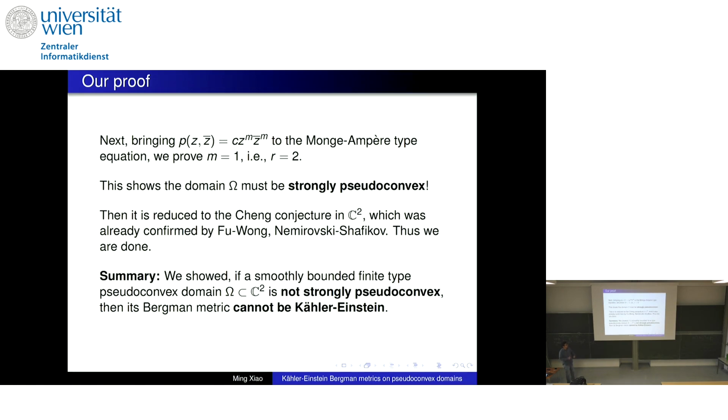Then it is reduced to the strongly convex case, which is Chen's conjecture in C2, which is already confirmed by Fu-Wong and Nemirovski-Shafikov. Thus we are done. So what we have proved is really the following. To summarize, if a smoothly bounded finite type circular domain in C2 is not strongly convex, then the Bergman metric cannot be Kähler-Einstein. That's really what we proved.